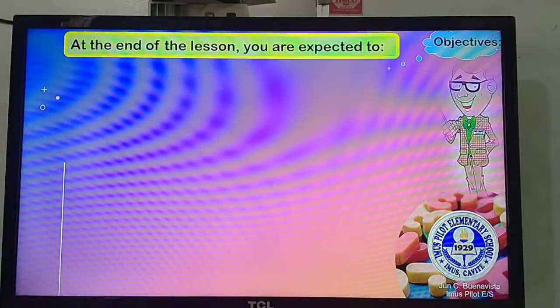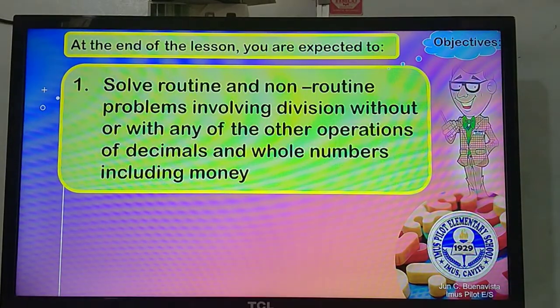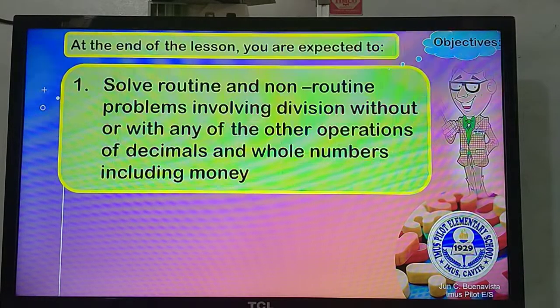So at the end of the lesson, you are expected to: 1. Solve routine and non-routine problems involving division, without or with any of the other operations, of decimals and whole numbers including money. So again, when we say routine problem, that is a basic problem.